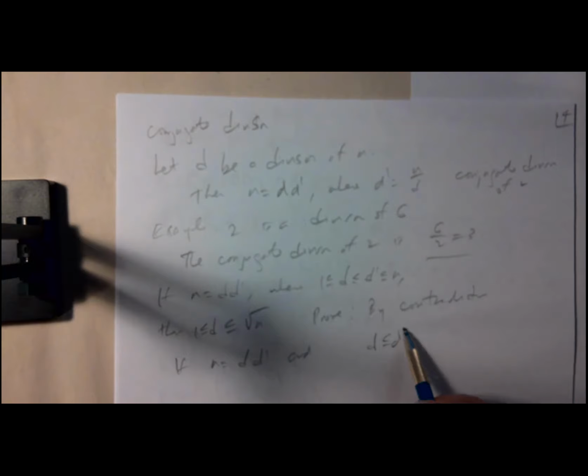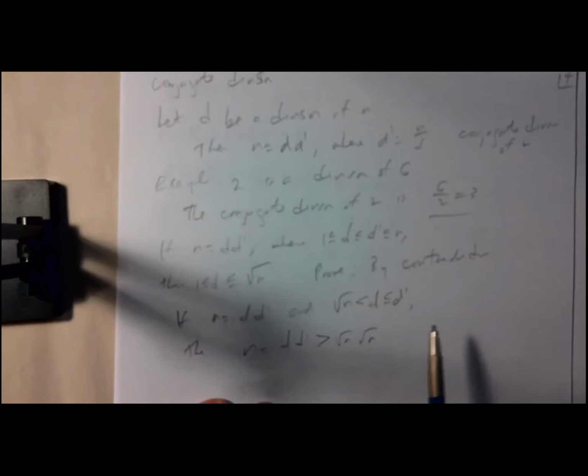If n is d times d prime, and d less than or equal to d prime is strictly greater than the square root of n, then n, which is d times d prime, but both of these are greater than the square root of n. So this is greater than square root of n times square root of n, which is n. And you can't have n strictly bigger than n. That's absurd. So that's a proof by contradiction.